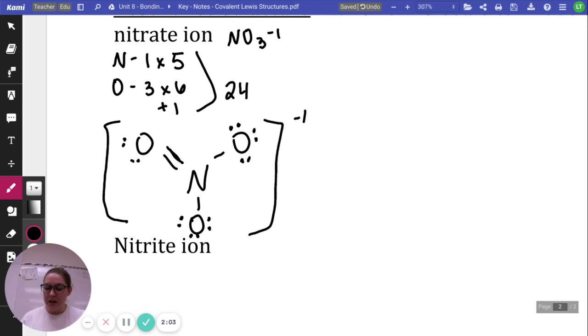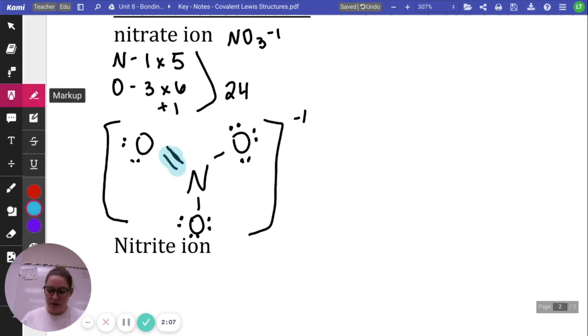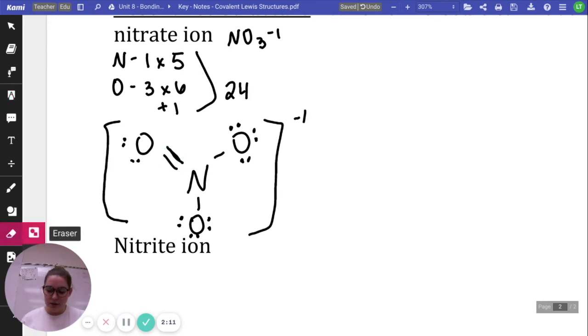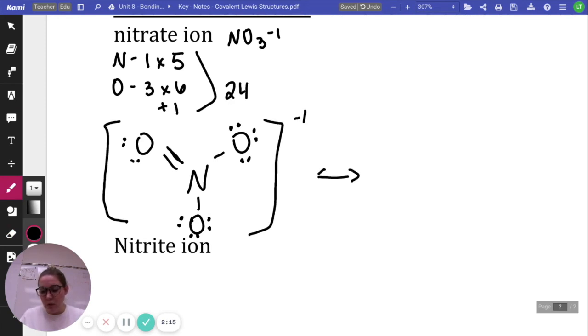However, I didn't have to take it from this oxygen. I didn't have to take it from this oxygen and make the double bond there. I could have made the double bond somewhere else. So whenever we do resonant structures, we have to basically draw our double bond on all of the oxygens. Since it could potentially be on any of them, we have to draw it on all of them.